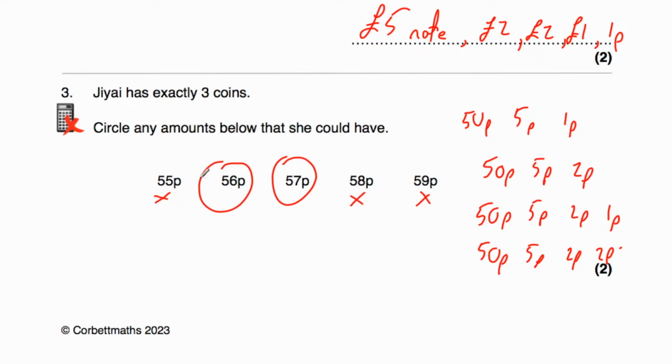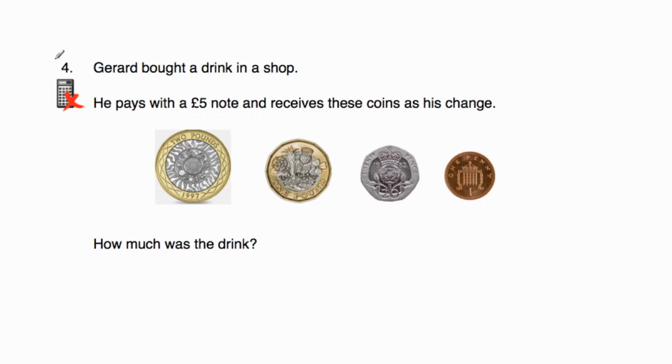If she's only got 3 coins, the amount of money she could have would be 56p and 57p. Okay, let's have a look at our next question, question number 4.